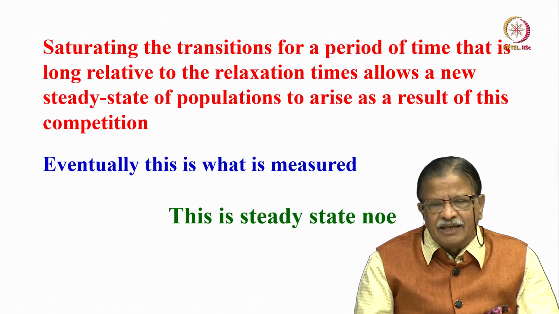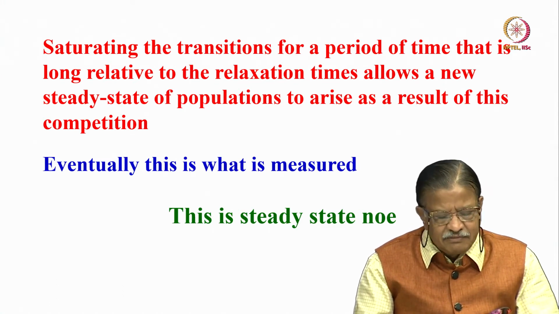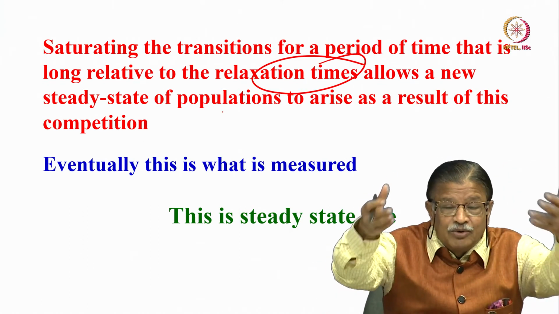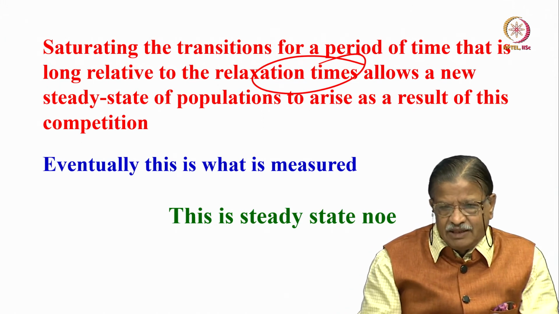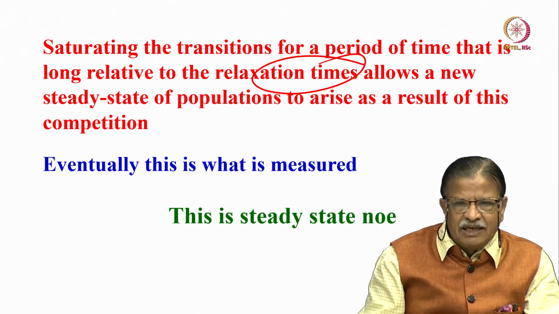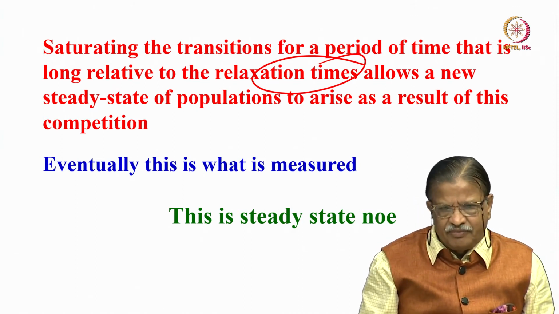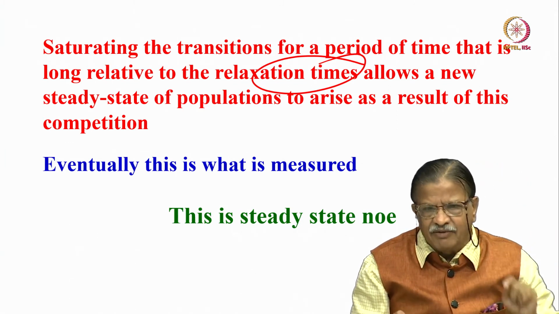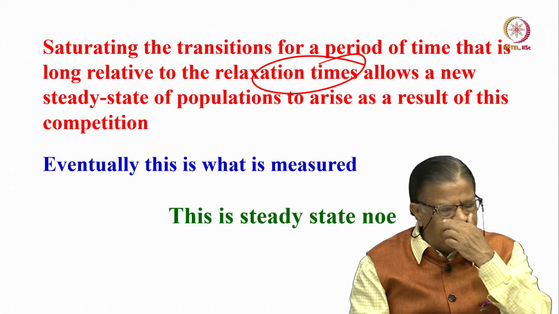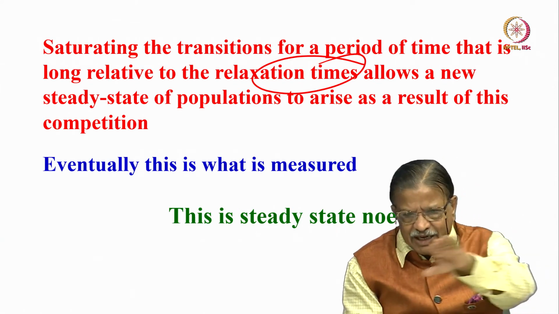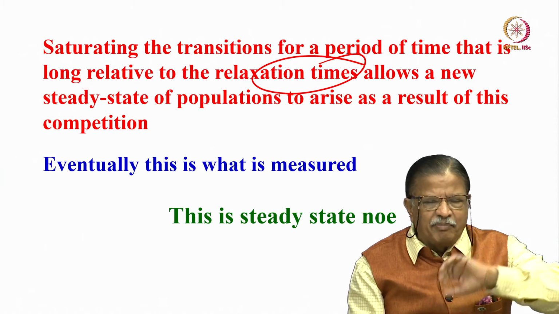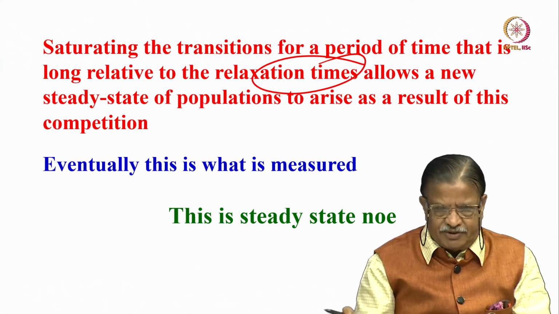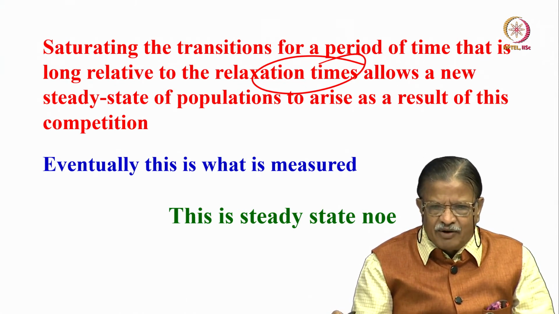Now, saturating the transitions for a period of time that is long relative to the relaxation times, the spin system attains a new thermal equilibrium, a new steady state, that is, a steady state population. It is because of these competitive processes. Eventually, the change in the intensity is what you measure. We are irradiating for a period that is relatively long compared to relaxation times, and the spins will attain a new steady state and change in the population, whatever it is, we are going to observe while it is happening because of competitive processes. And this is what eventually we are going to measure.